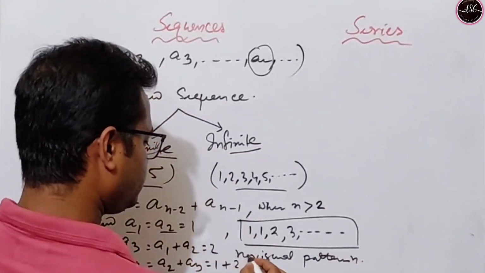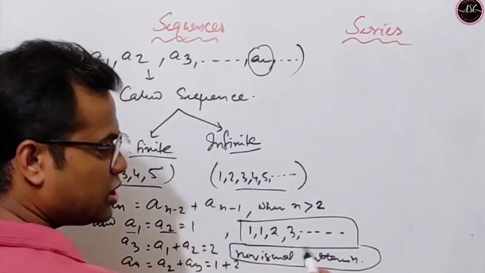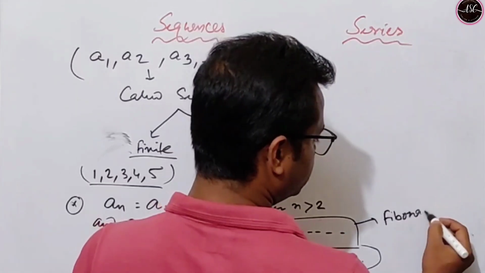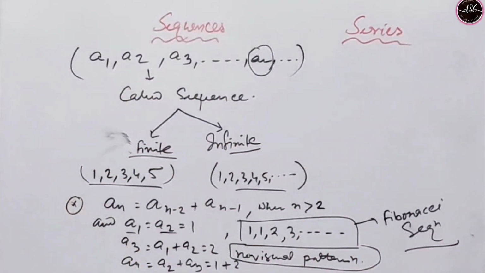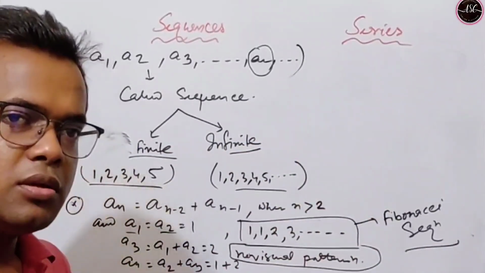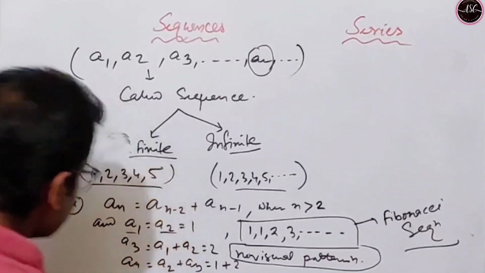Okay, no visual pattern. This type of sequence is called Fibonacci sequence. Clear? So we have learned about the finite, infinite and Fibonacci sequence. Now we will move to the series.